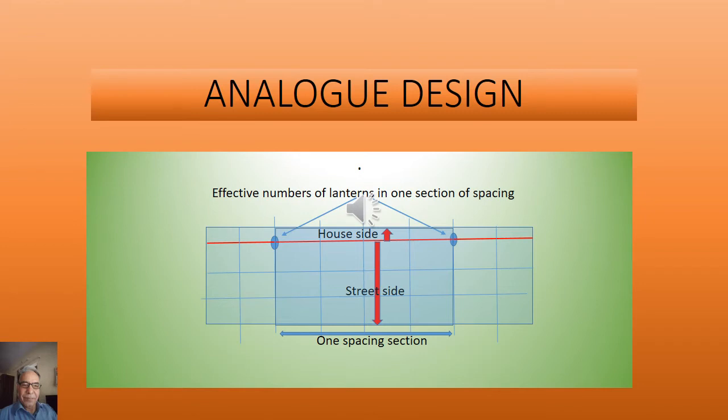Effective number of lanterns in one section of spacing. In this figure, you see two half lanterns contributing to the spacing section. So in this case, only one lantern is contributing to the spacing section.